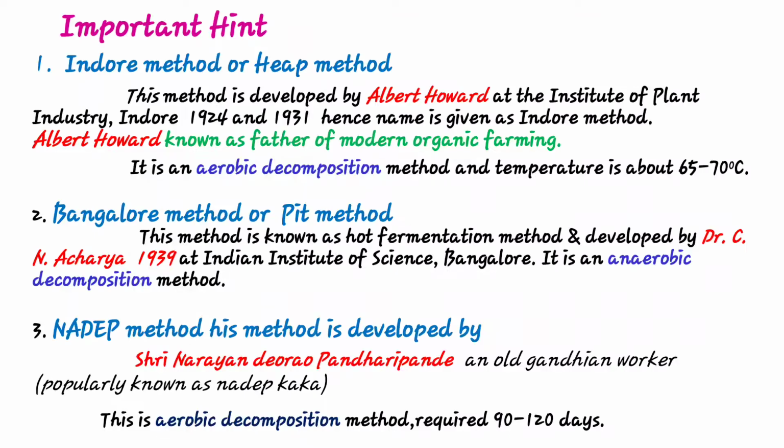Then see some important hints for objective purposes. The Indore method or heap method was developed by Albert Howard at Indore, Madhya Pradesh, in 1924 to 1931, also known as modern organic farming. This method is an aerobic decomposition method. Then the second method is the Bangalore method or pit method, also known as the hot fermentation method, developed by C.N. Acharya in 1939 at the Indian Institute of Science, Bangalore. It is an anaerobic decomposition method.